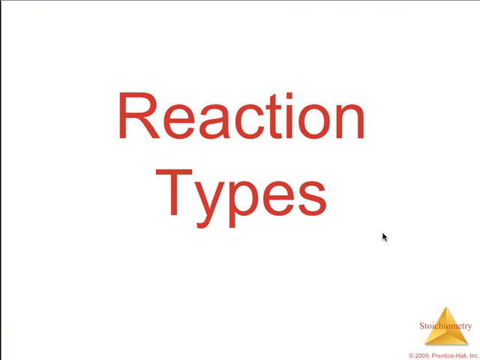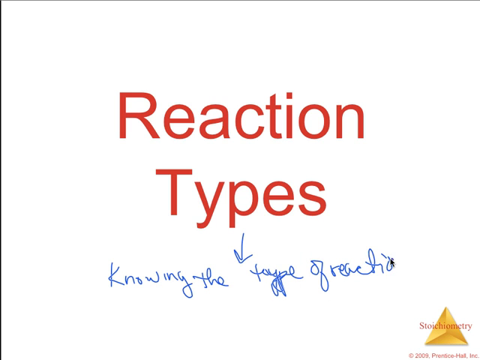Okay, let's talk about reaction types. Being able to classify a reaction into a type lets you better predict what the product is, okay? So knowing the type of reaction, you can predict the products. Okay, and that's one reason to know the type, because for simple reactions, you should be able to predict what's going to happen.